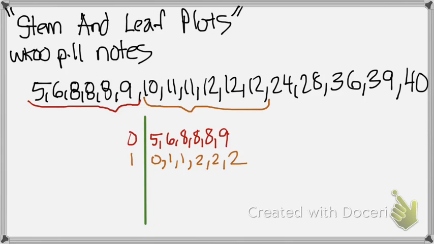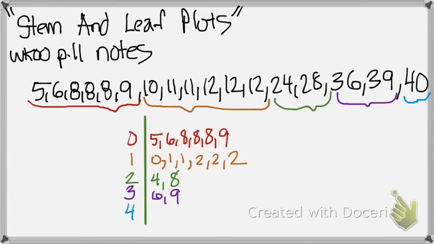My next set of data, albeit small, I have a 2 in my tens place, followed by a 4 and an 8 in my ones place. Follow along that same pattern. I've got 3s in my tens place, followed by a 6 and a 9. And last but not least, I've got a lone 40 with a 4 in the tens place and a 0 in the ones place.